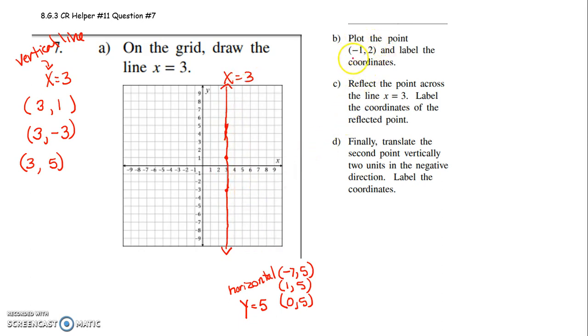Now it says plot the point (-1, 2). All right, let's plot the point negative 1, up 2. That's the point (-1, 2).